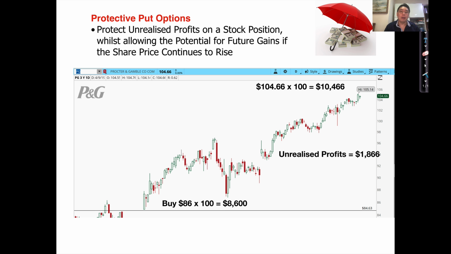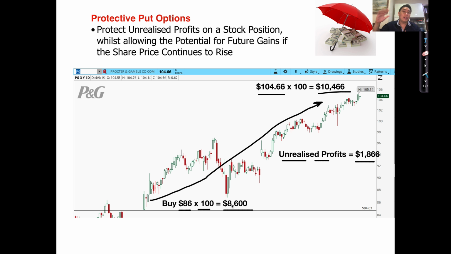So let's imagine you bought P&G stock at $86 and you bought 100 shares, so you've got an investment of $8,600. In a couple of months, the share goes all the way up to $104.66. So now your shares are worth $10,466. You're pretty happy. So you're sitting on unrealized profits of $1,866. Basically, it's 10,466 minus 8,600. Now, why are these unrealized profits? Because you have not locked in the sale. If the price happens to drop all the way back down, your profits would disappear.